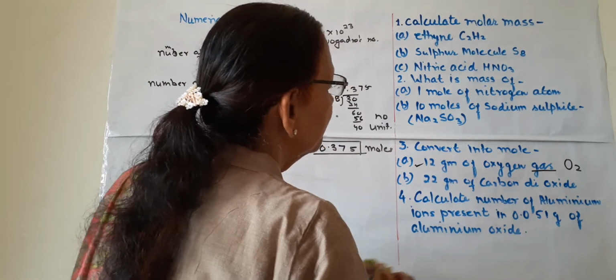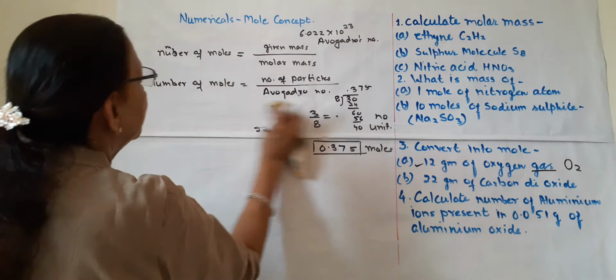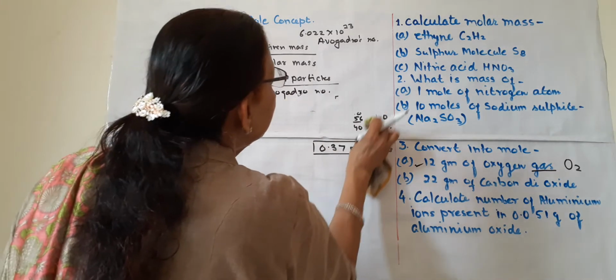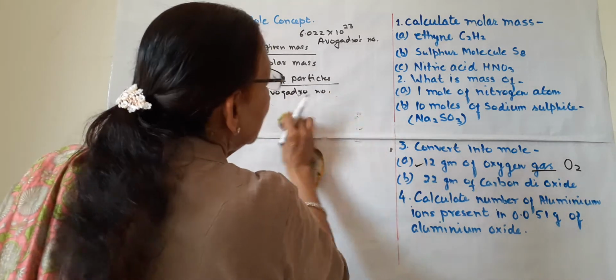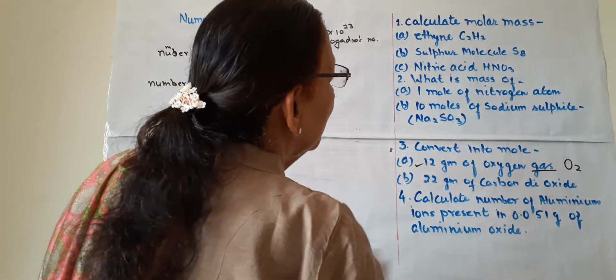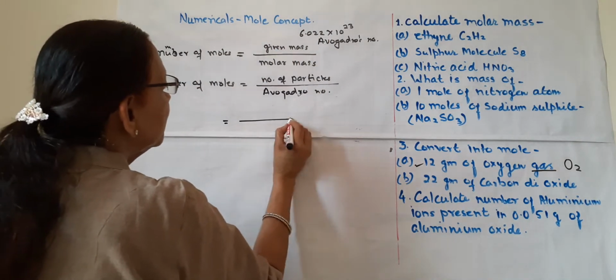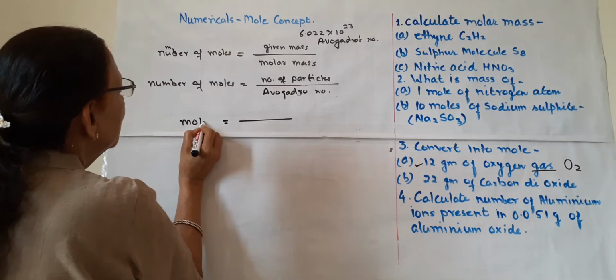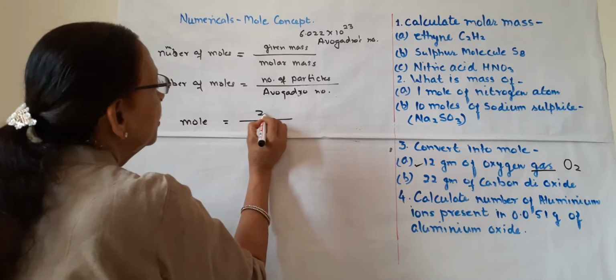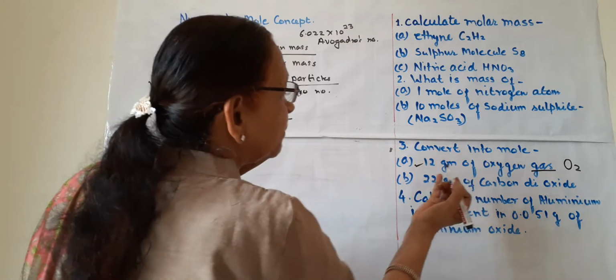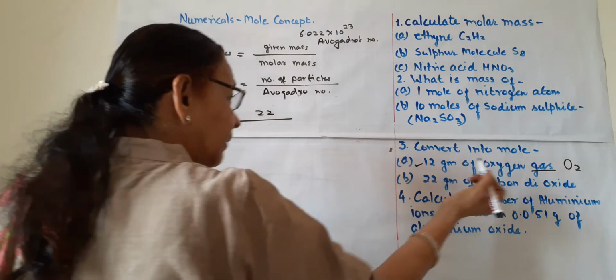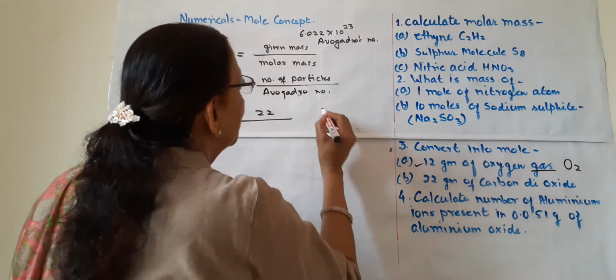Now 22 grams of carbon dioxide. How will we calculate this? What is asked? Mole is asked. So mole is equal to what is given? Number of moles we have to calculate. 22 grams carbon dioxide is given, and the molar mass of carbon dioxide.